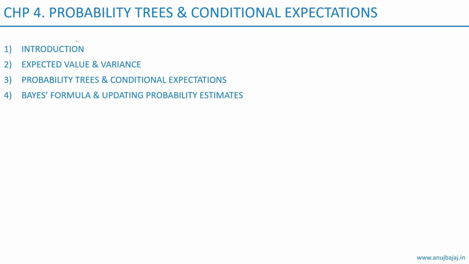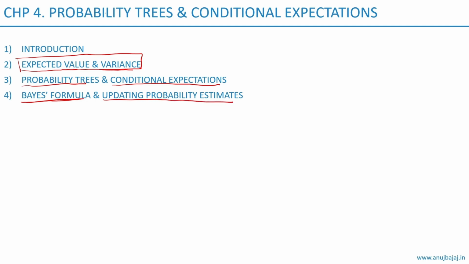Chapter 4: Probability Trees and Conditional Expectation. In this chapter, we will look at expected value and expected variance. We will look at how to calculate expected value and expected variance. Then we'll look at probability trees and the conditional expectations. And then we look at the Bayes formula and how we use the Bayes formula to update our probability estimate.